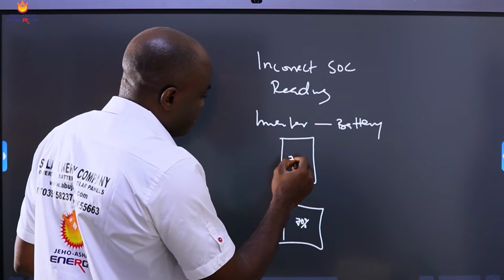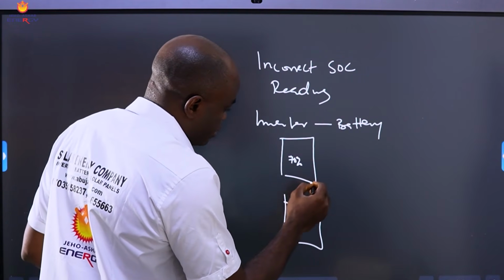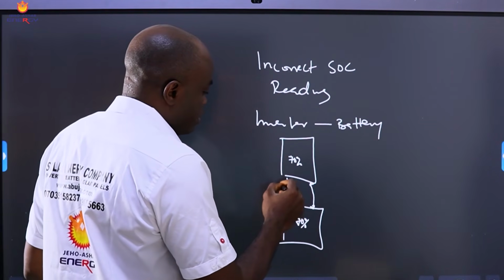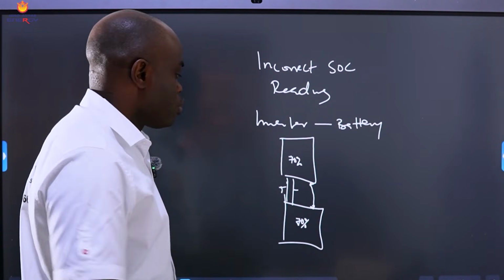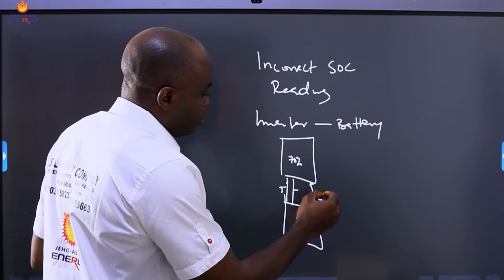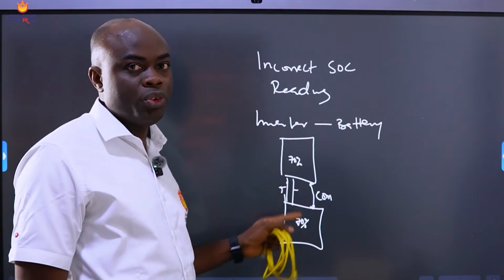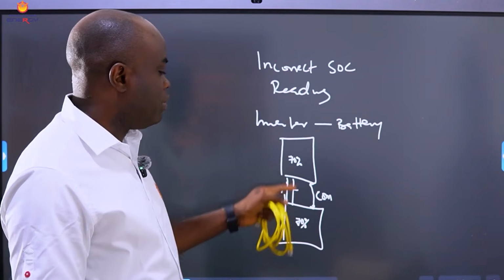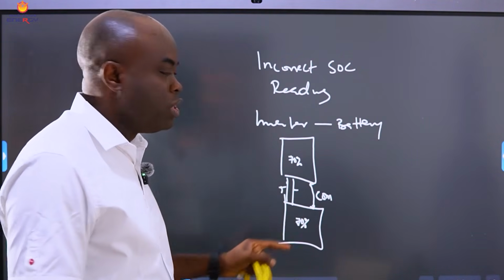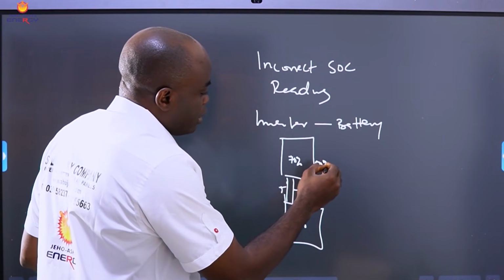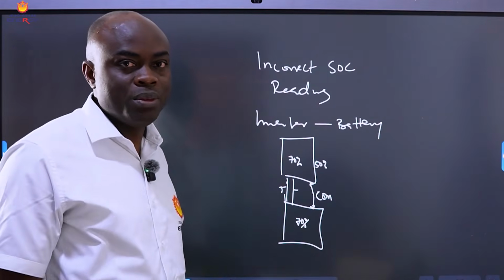Your inverter is 70%. When you have the communication cable in between, this is your positive and negative power cable. So if you have this COM cable in between there, this information will be accurate. But in an inverter where you don't have this communication in between them, you will discover that your inverter is showing 50%, while your battery is showing 70%.